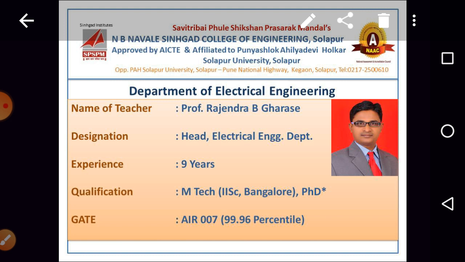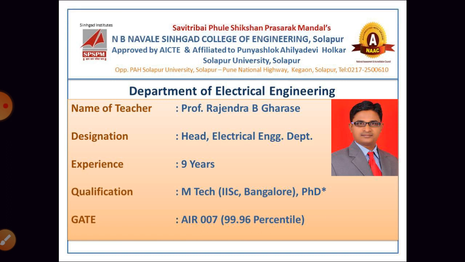In my last video, we discussed two-port network H parameters, right? Means we have covered all the 4 parameters: Z, Y, ABCD and H. In today's video we are going to discuss the conversion of parameters.